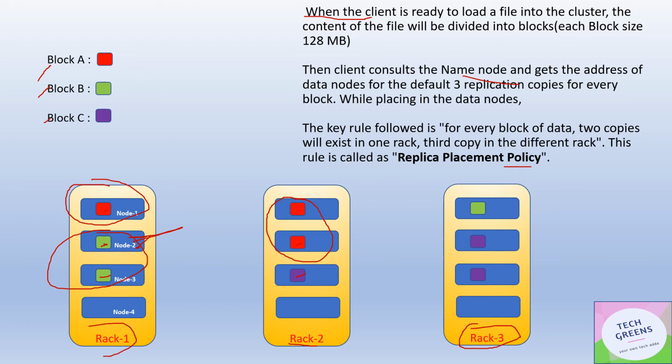So this is done based on the replica placement policy which we have discussed. On each node only one replica of a block, and on one rack across nodes there can only be two replicas of a single block, cannot be three.